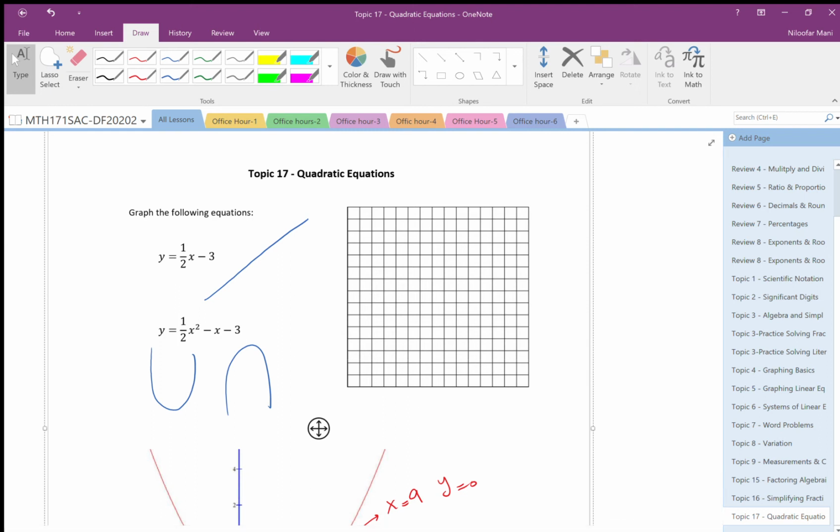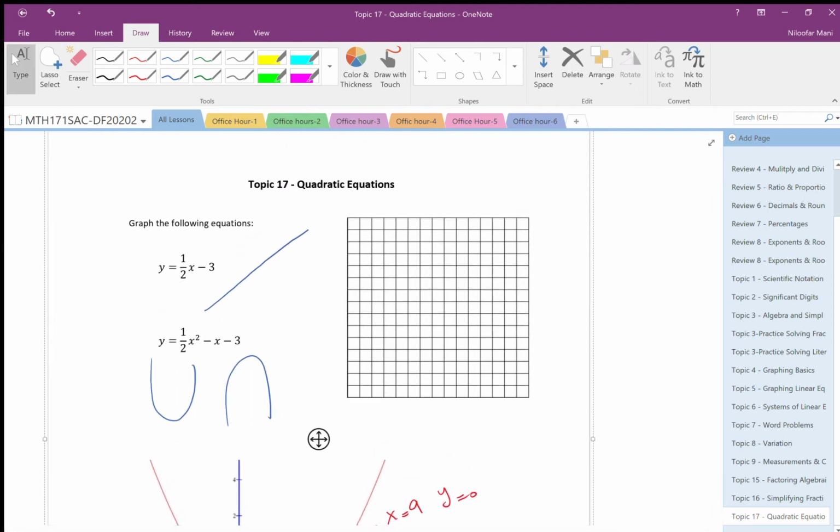Hi everyone. Here I would like to talk about topic 17, quadratic equations: what a quadratic equation is, how we can solve it, and what we mean when we look at its graph. Before I go to that, I'd like to start with these two equations.